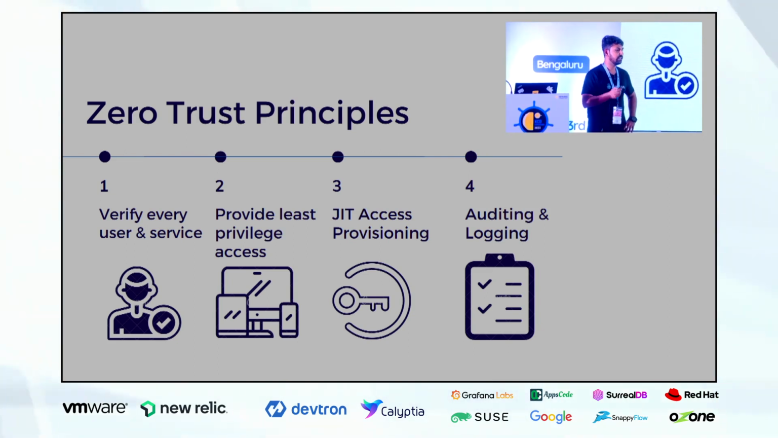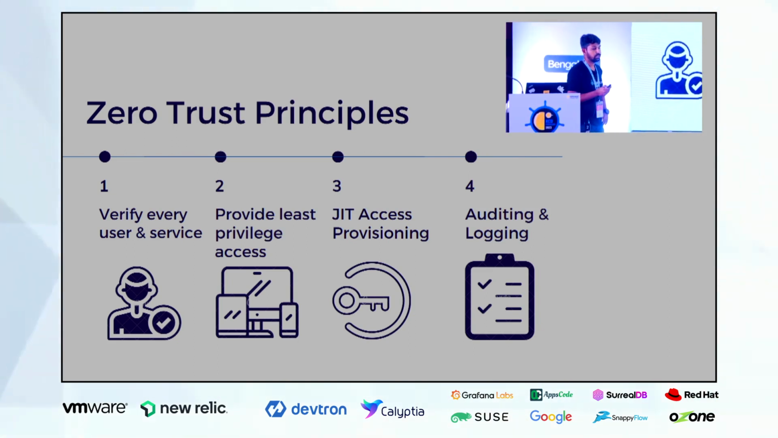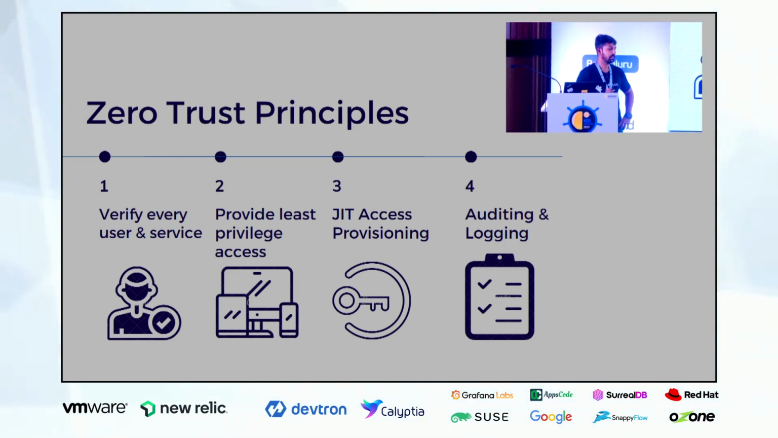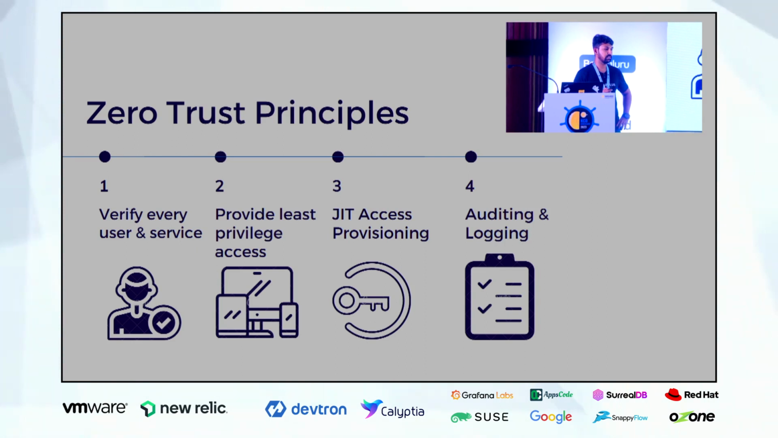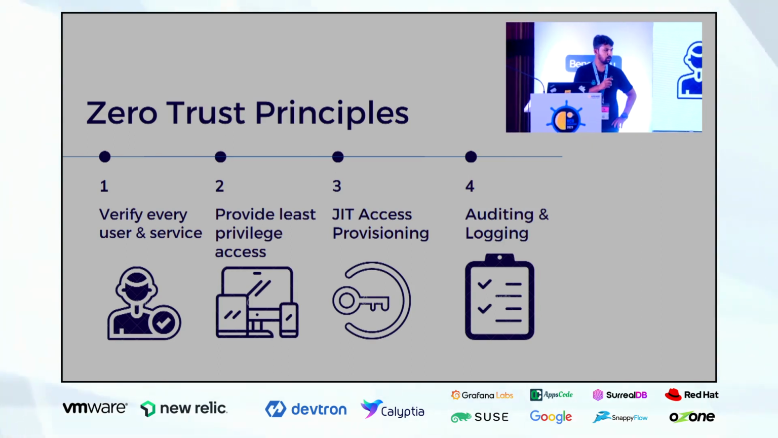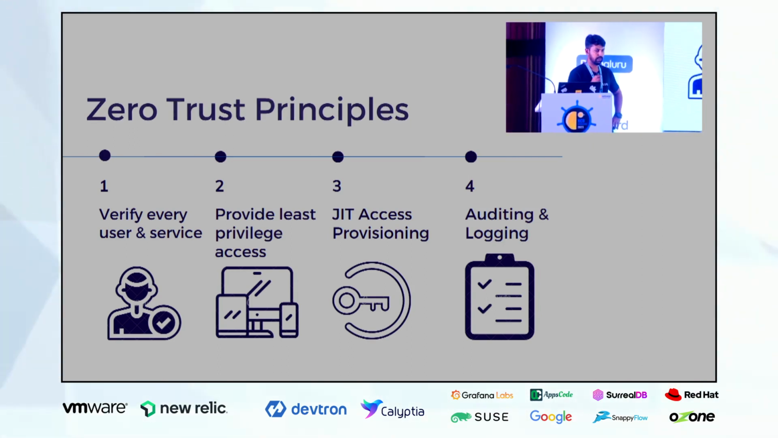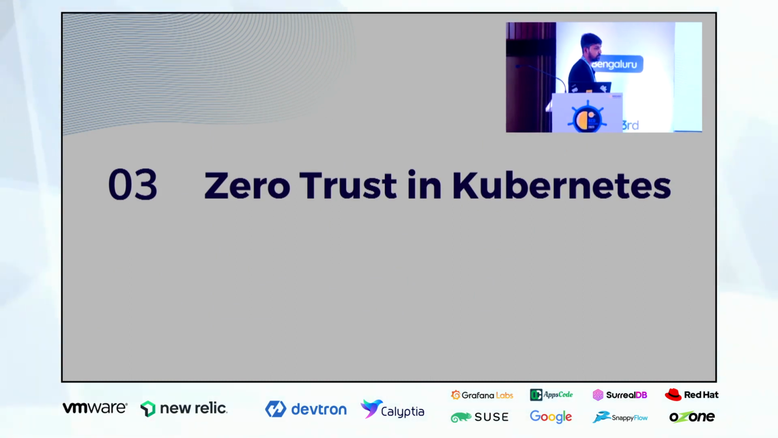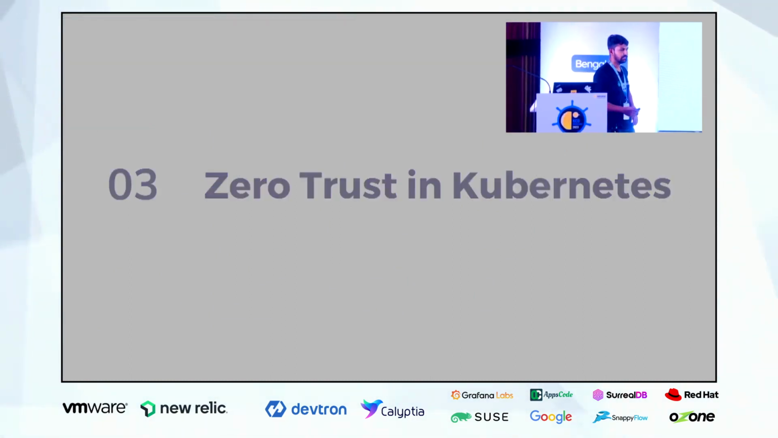And the fourth one is definitely, whenever we talk about a lot of security and everything, auditing and logging comes along as part of the governance and whatnot, right? So we need all of this information in order to keep a track of who's accessing your systems and everything. So we'll look in detail about all these four principles and how Paralus kind of implements them in further slides. But before that, we'll touch base on what is Zero Trust in Kubernetes, right?